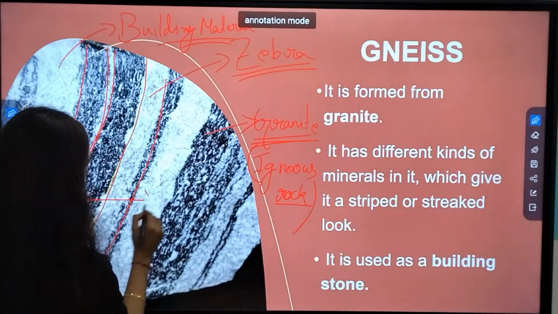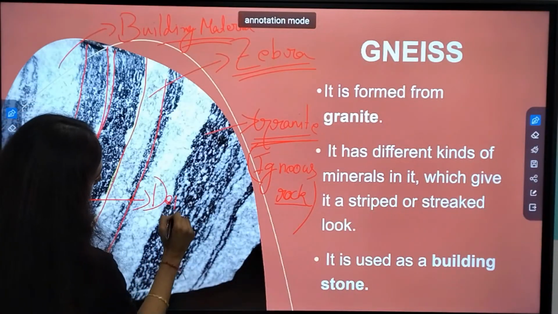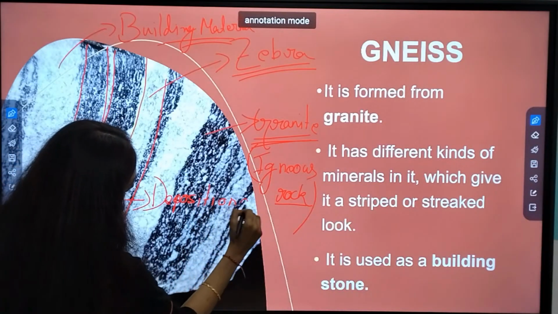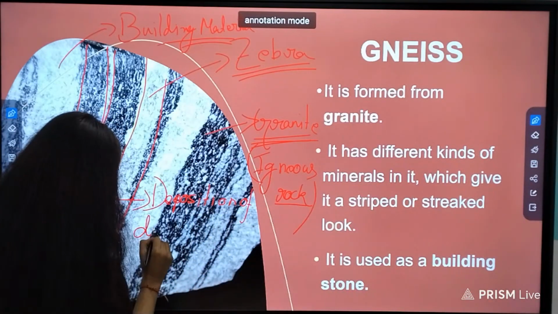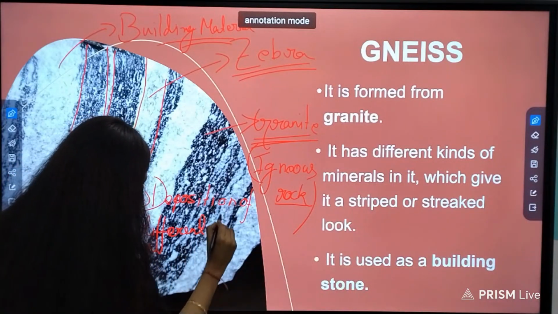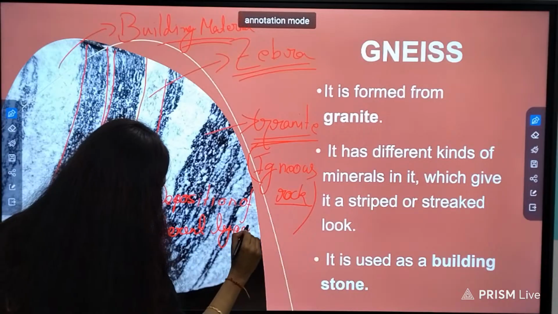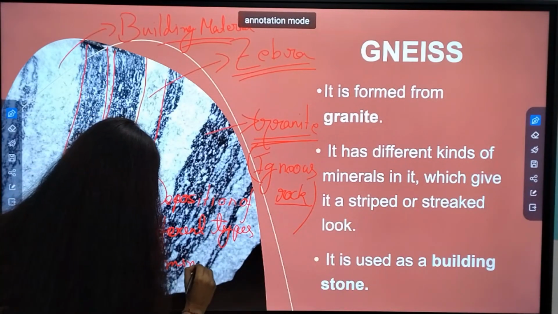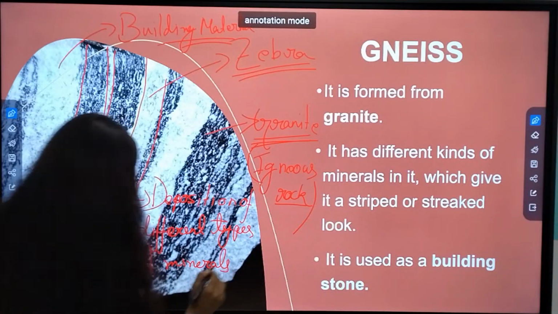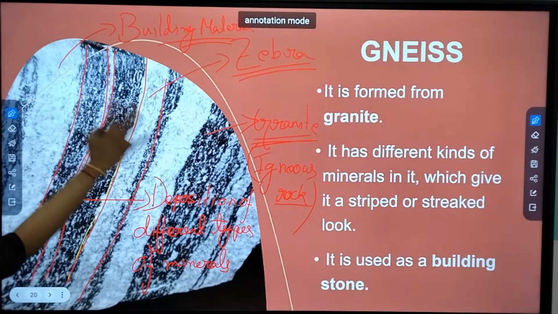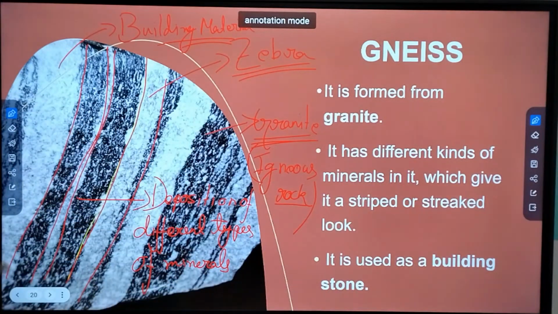It is due to the deposition of different types of minerals. Different types of minerals. Okay, understood how different rocks are different from each other?